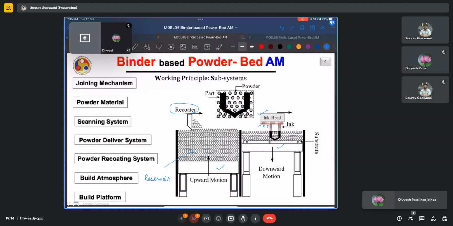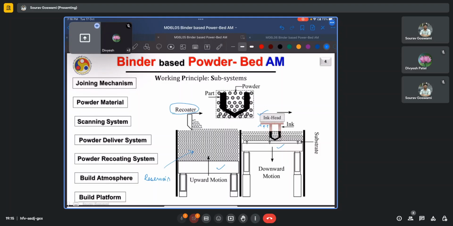Again, the loose powder itself acts as the support structure to support any overhanging features or to support the part in general, and no explicit support structures are required. So the joining mechanism is via binder only. Among the powder materials, all sorts of materials can be used, such as say ceramics or metals or even multi-materials.